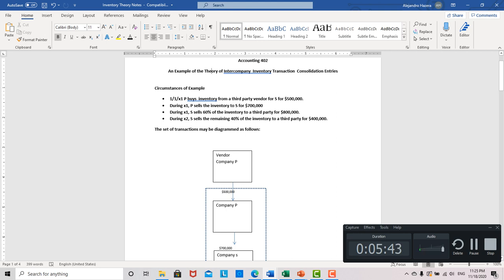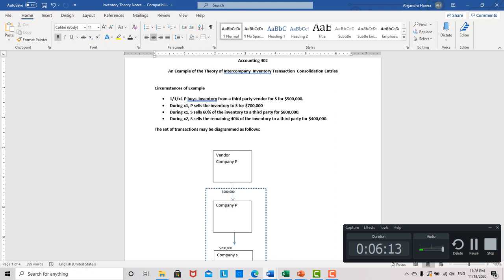Okay, so this is an example of the theory of intercompany inventory transaction consolidation entries. And keep in mind what I said. What I mean by theory here is that I want you to understand why we're making the entries that we do. In the next minute, I'm going to present you with the example, and then in the next video, I'll do the example for you.